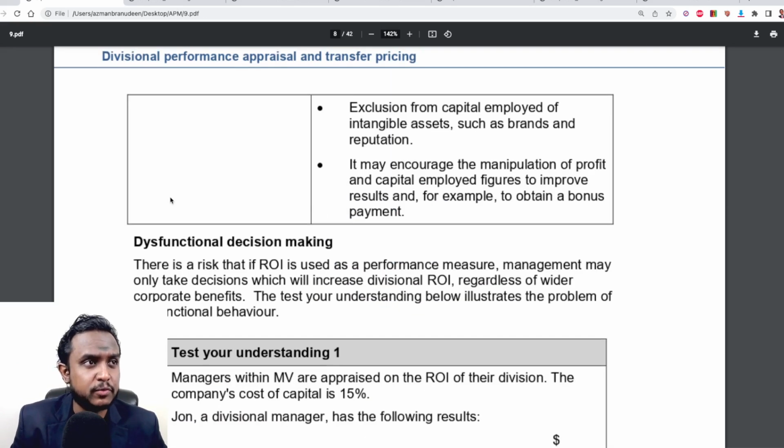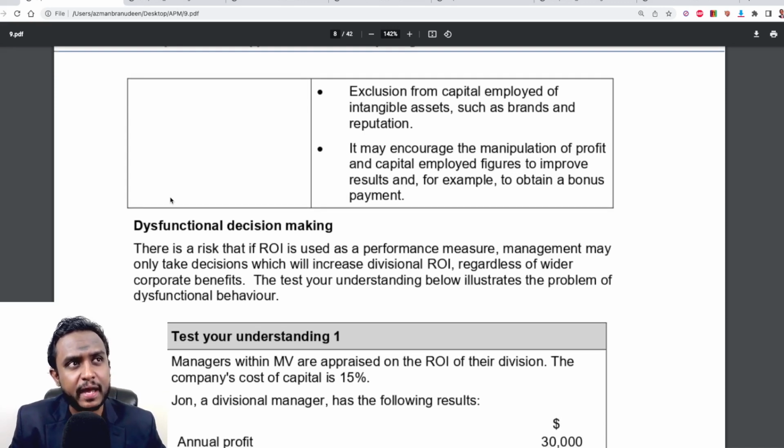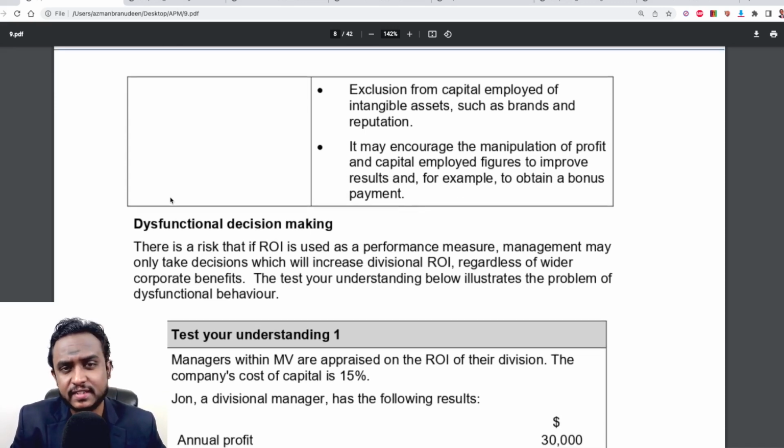So, furthermore, you have exclusion from capital employed of intangible assets such as brands and reputation, because capital employed, most of the time, you tend to use the non-current asset or physical asset values. So, what if you're a business that is made up heavily of intangible assets, like a network structured business, like an online retail business, like what I am doing, like a teaching sort of business?